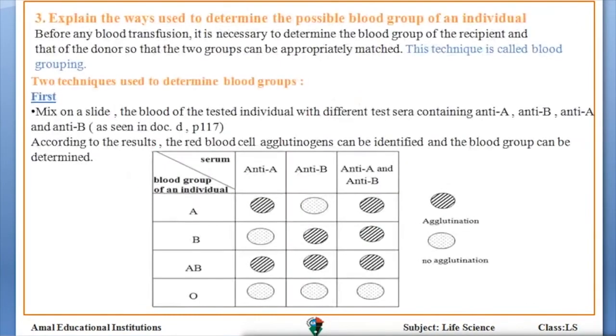How can we determine the possible group of an individual? As you know, before any blood transfusion, it is very important to determine the blood group of the receiver and that of the donor. This is vital to prevent any complication in the blood transfusion. This technique in determining the possible blood group is called blood grouping.